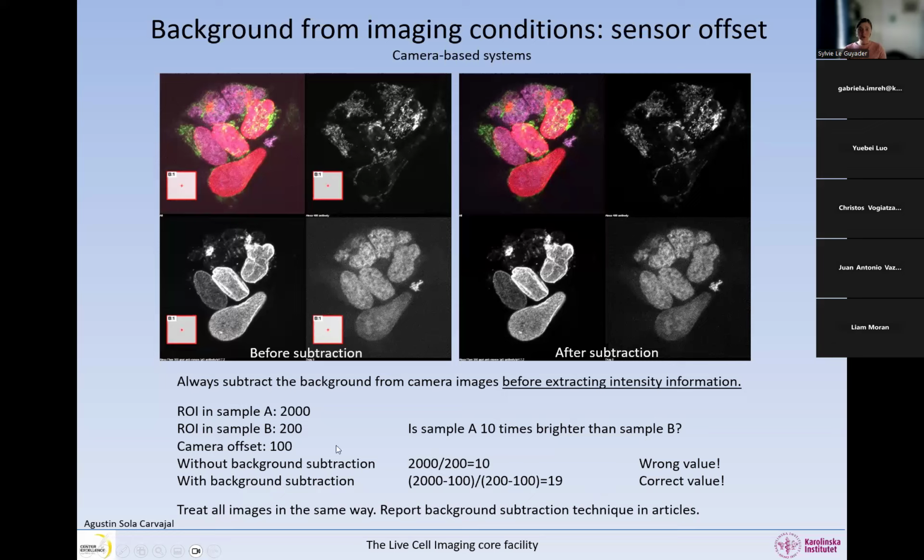So do not forget, if you extract intensities from an image that is acquired with a camera, you need to remove the camera offset. And again, on a point confocal you don't need to do that, because the offset is close to zero and often set by the electronics. But on the camera, this is the way it is. So treat all the images in the same way and report background subtraction in your materials and methods.